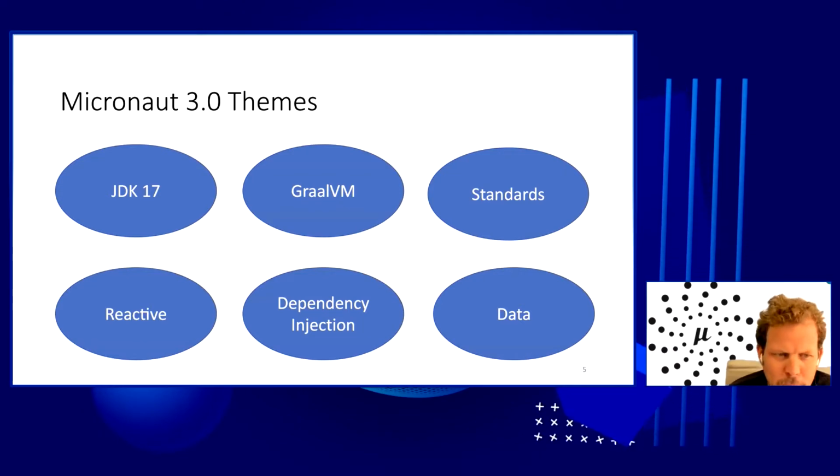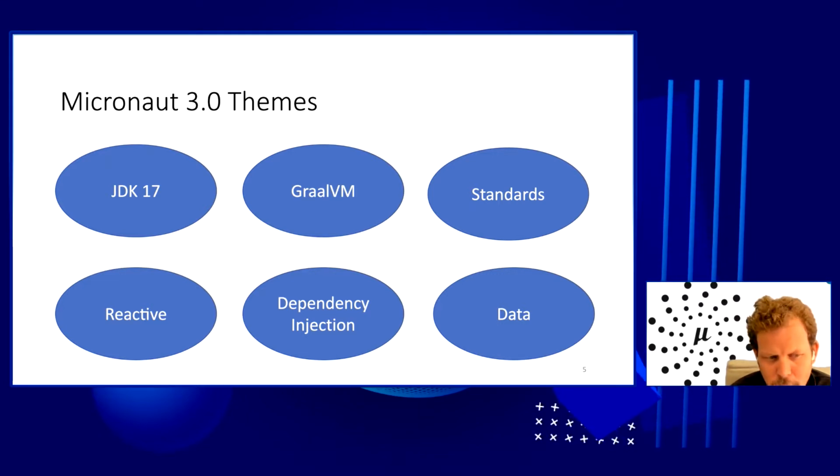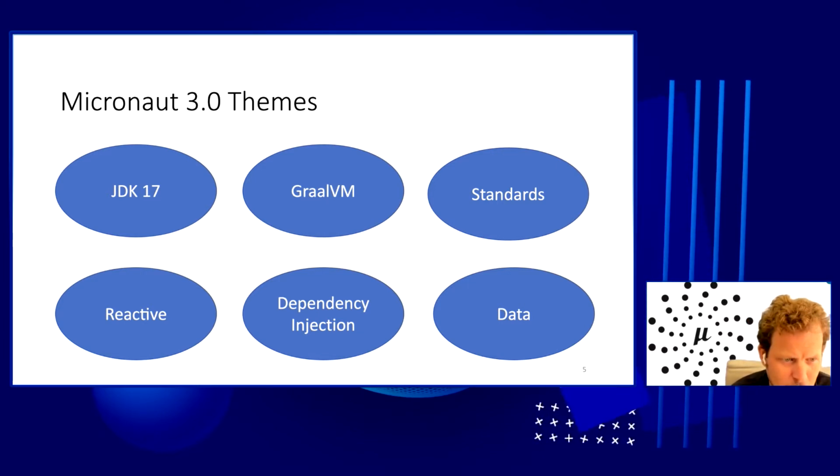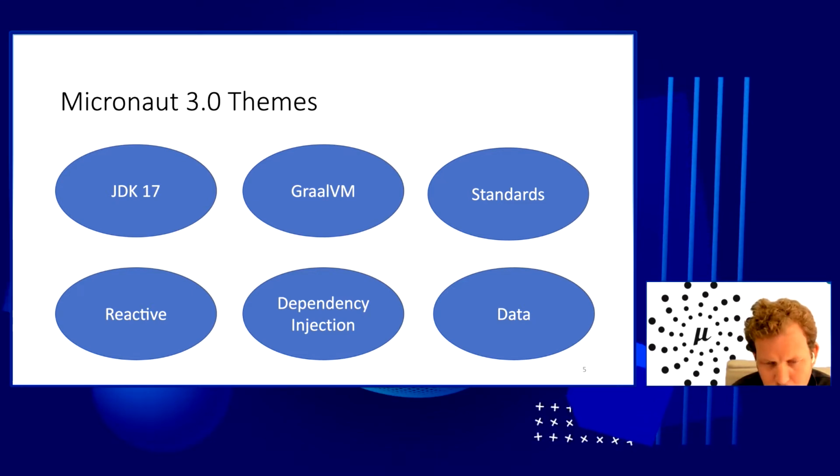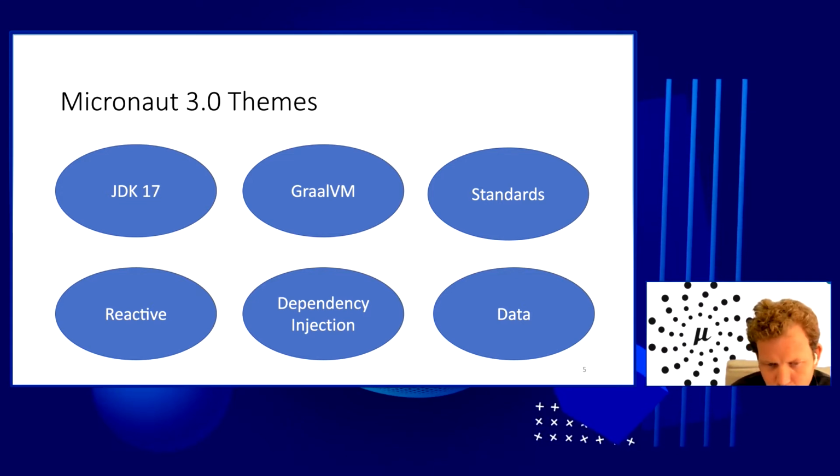So let's talk about Micronaut 3 now. Micronaut 3 came out a few months ago, like 2-3 months ago. And we had a number of themes that we wanted to address with Micronaut 3. So JDK 17 support was a high priority, bringing Micronaut support to all of the different features of JDK 17. Support for GraalVM 21.2 and 21.3, which introduced support in turn for JDK 17 and native image for those stacks.